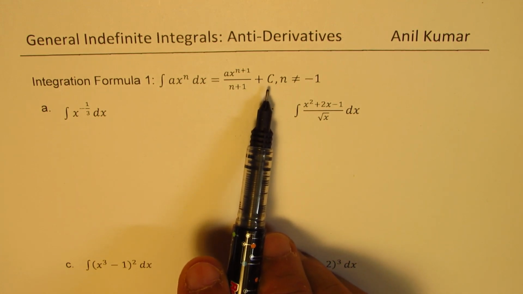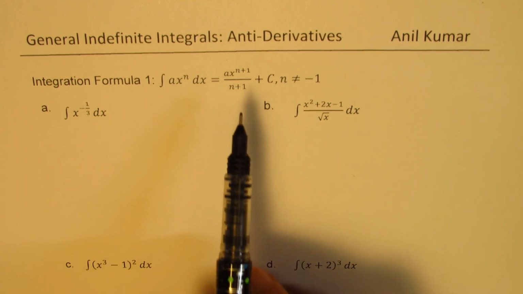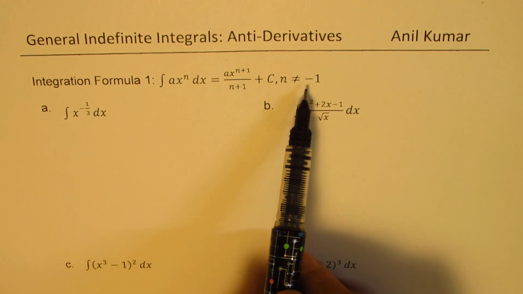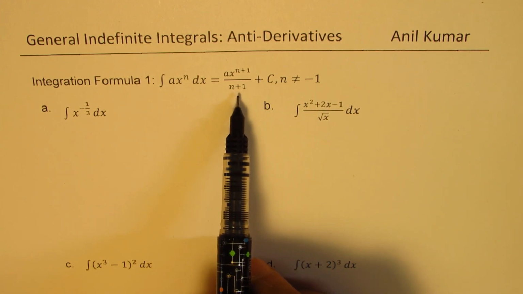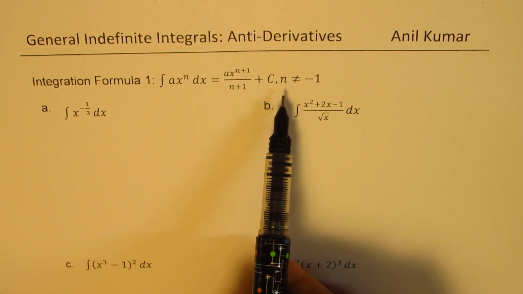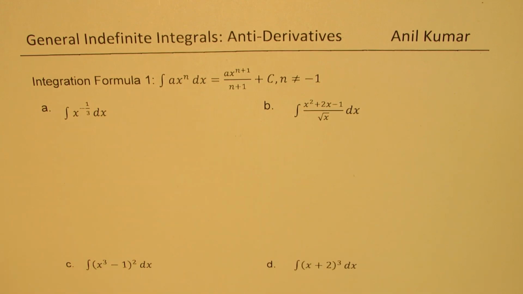You can always find the value of c if you know something more about the function, especially the initial conditions or boundary conditions, right? It is important to note that n cannot be equal to minus 1. If I write minus 1, you get 0 in the denominator, that is indeterminate. That means we cannot find integral of 1 over x using this formula. So getting back to derivatives, you know the derivatives of logarithms, right? There you get 1 over x. So antiderivative will involve logarithms. So we'll use that as our rule number 3.